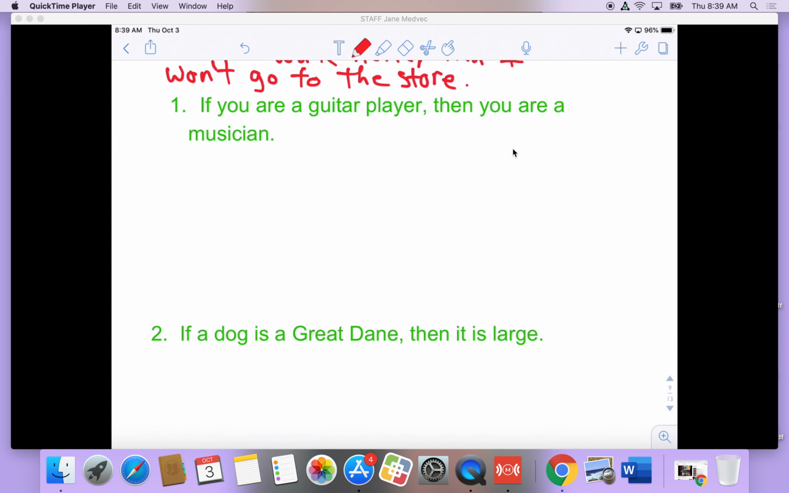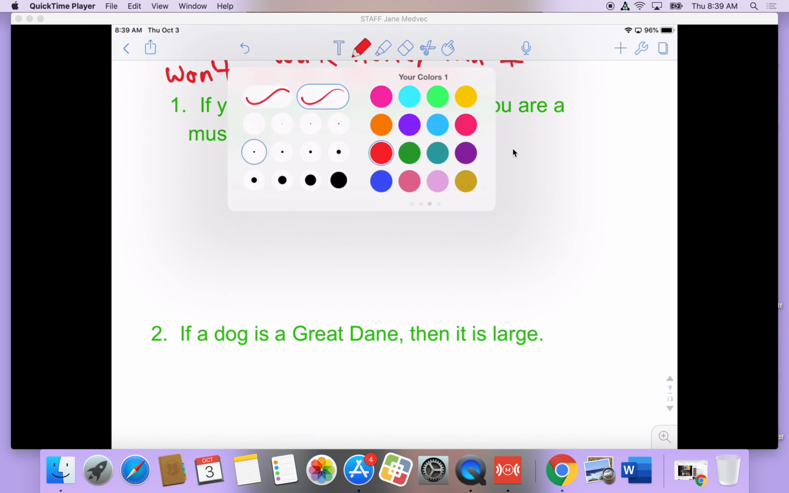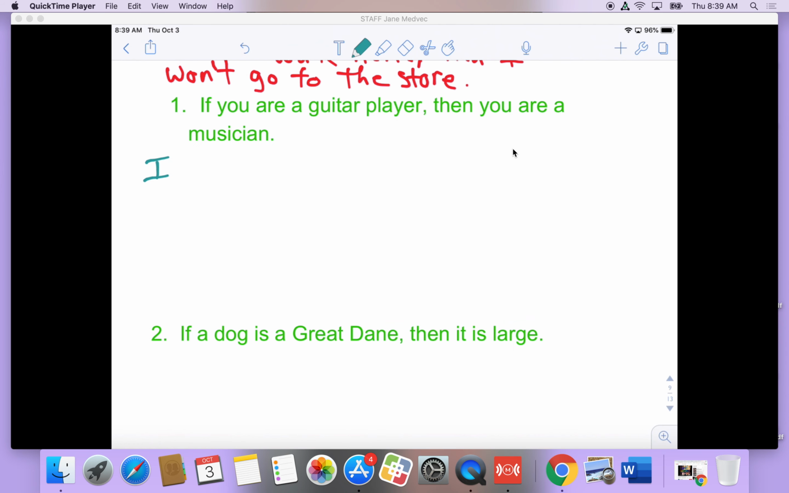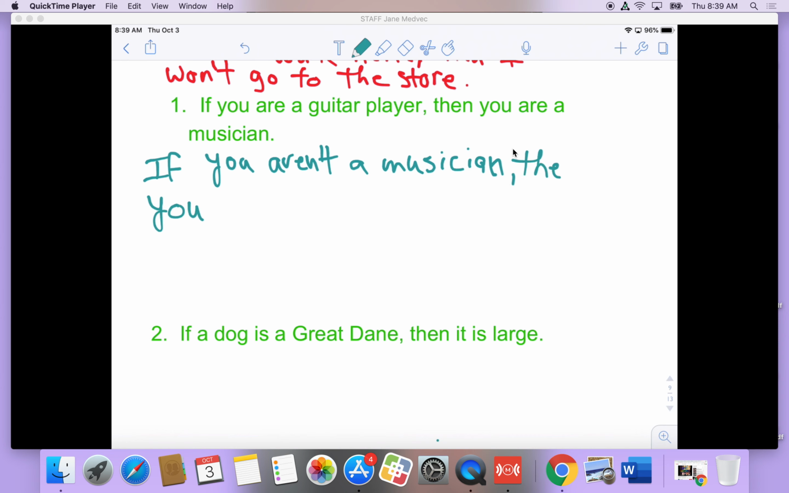All right. If you are a guitar player, then you are a musician. So if, what? If you aren't a musician, then you aren't, yes, a guitar player.